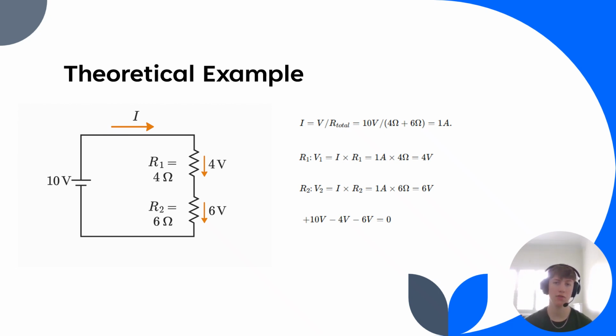And then for R2, the voltage across it is 6 volts, which means when we move around the loop, we have plus 10 volts initially, then minus 4 volts from R1, and then minus 6 volts from R2, which is equal to 0 and perfectly satisfies KVL.